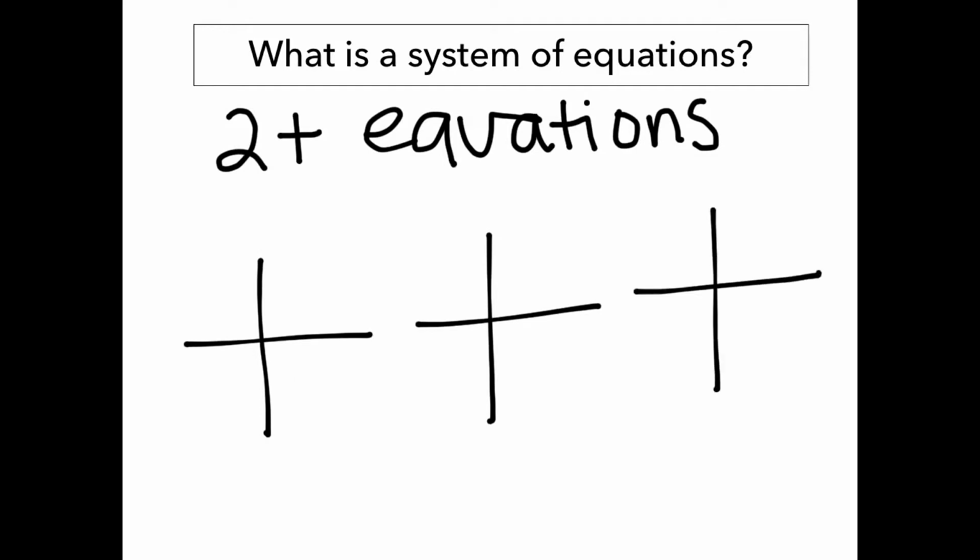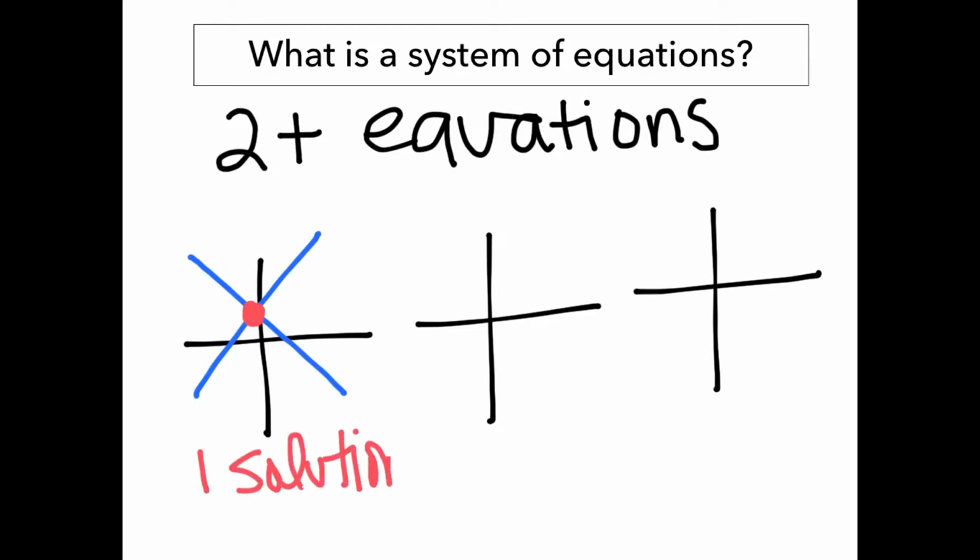Here's an example of these equations graphed. If you have two equations, your solution is right here where they meet. So you have one solution at that point where they cross.